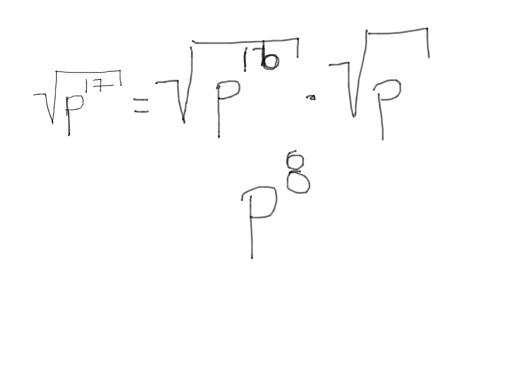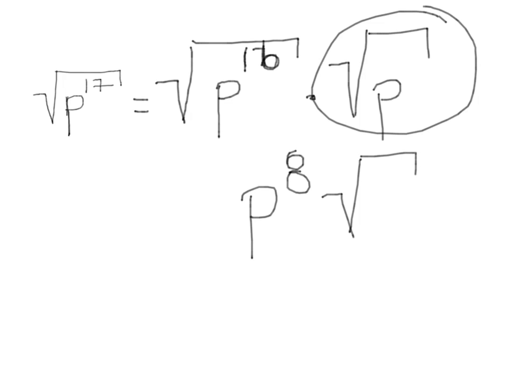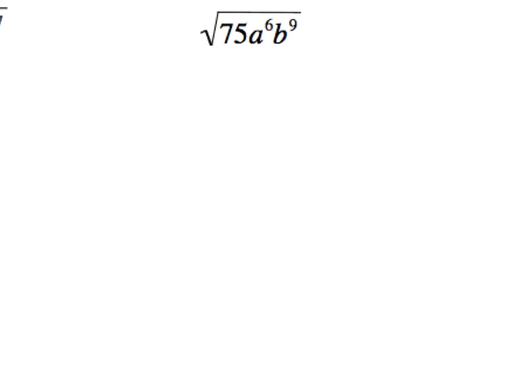And right here, this is not a perfect square because it has an odd exponent, so I'm just going to bring that down. So the square root of p to the power of 17 is going to be p to the power of 8 times the square root of p.